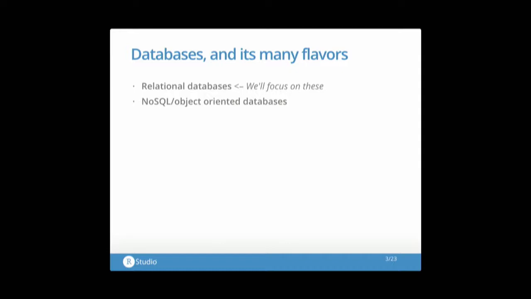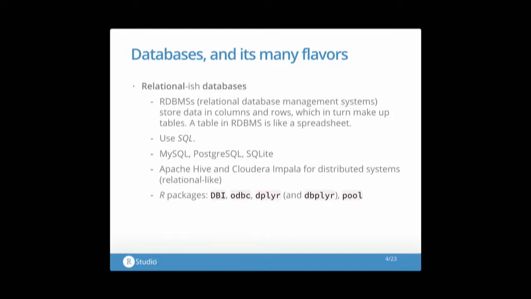All right, so databases. At the risk of oversimplifying, you can think of databases as being in one of two categories. There's relational databases, and then there's the newer NoSQL or object-oriented databases. We'll focus on the first one, and that's mostly for historical reasons. They've been around for longer. The infrastructure around them in general, not just in R, is stronger.